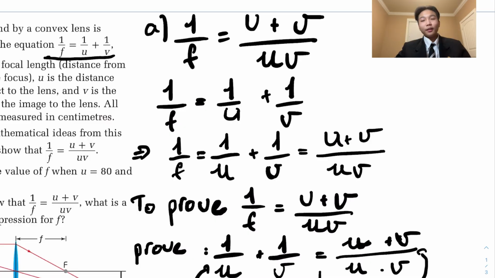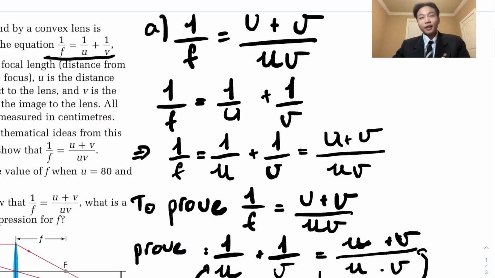And the last part, which is part C, we need to find the rational expression for f from the equation 1 over f equals u plus v over u times v. Now I'm going to solve part A of this question.